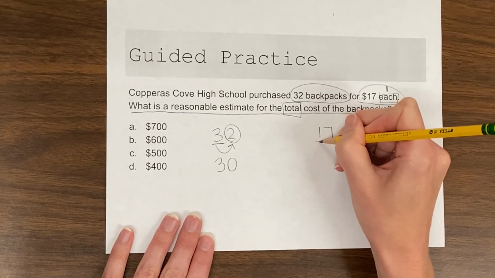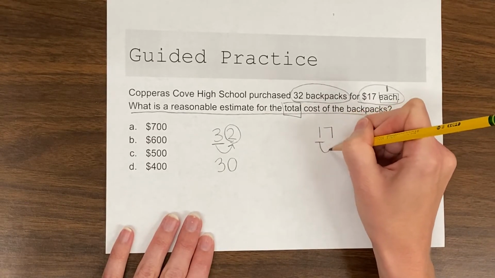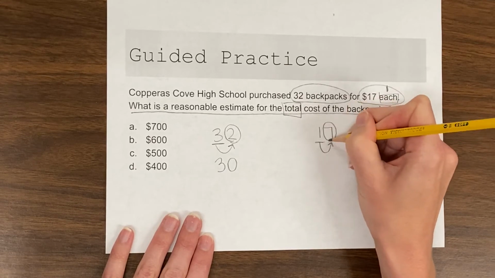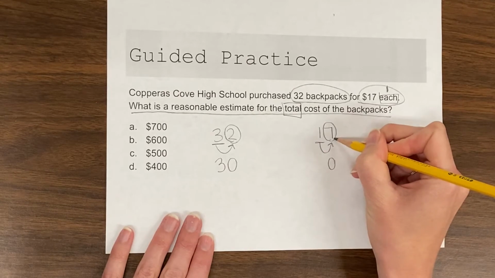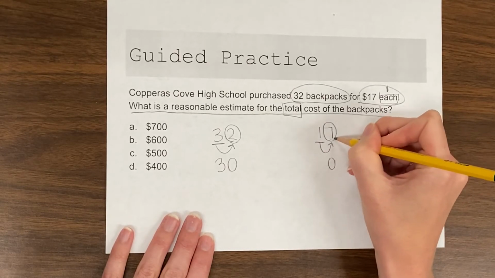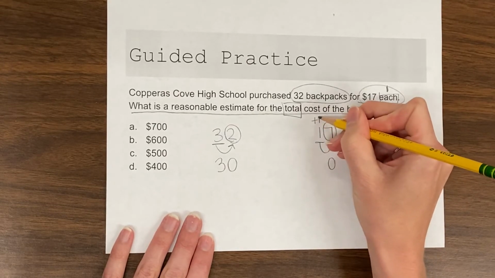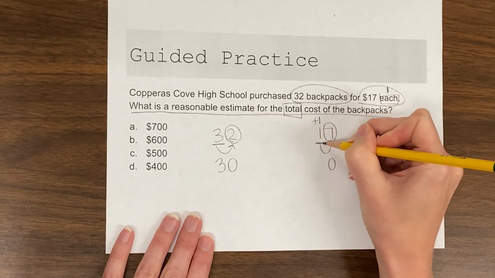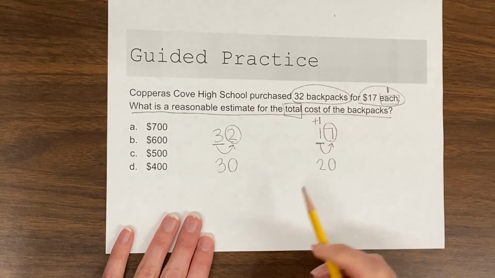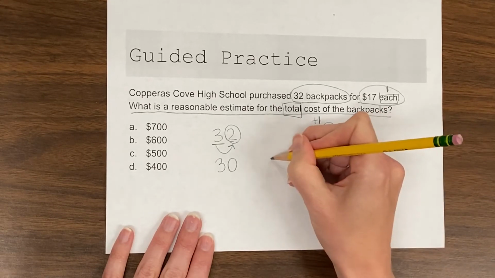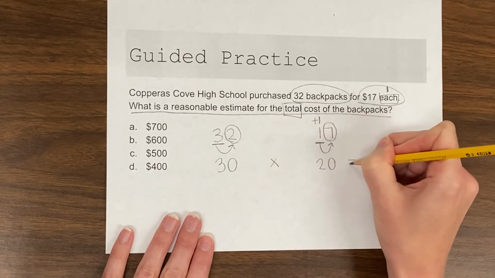Let's round 17 to the tens place. Find my place, look next door. I'm going to go ahead and drop that 0 down. 5 or greater, 7 is greater than 5, so we're going to add 1 more. And remember, we're adding 1 more to the place that we're rounding. So 1 plus 1 would be 2. 17 rounds to 20. We now can multiply those factors.